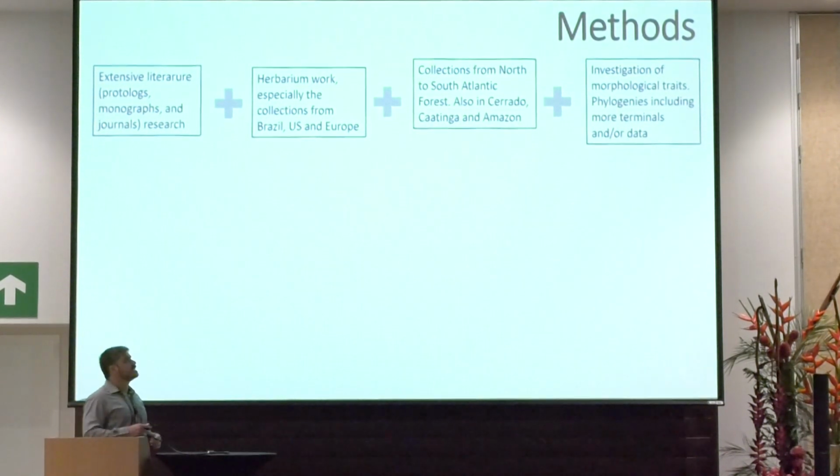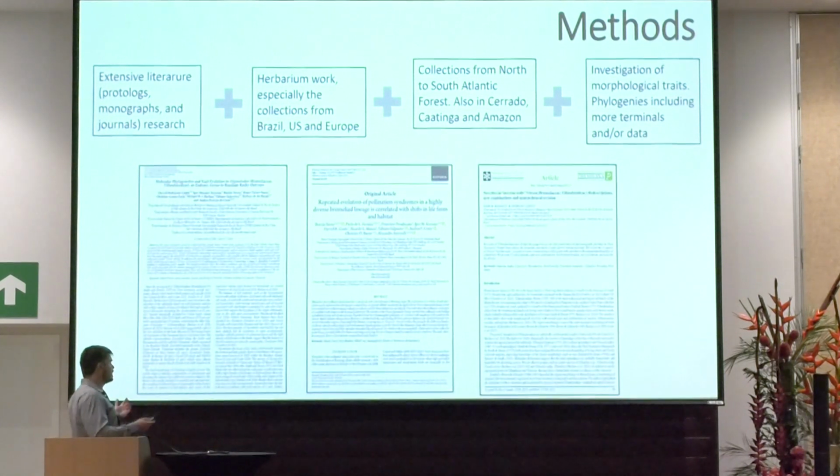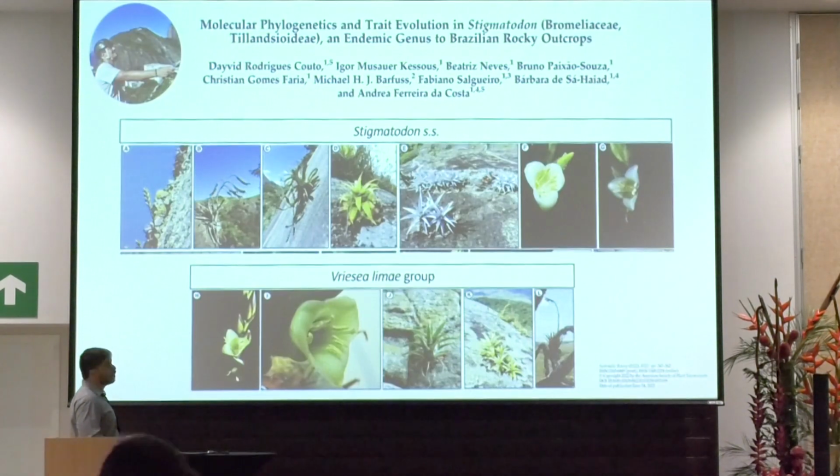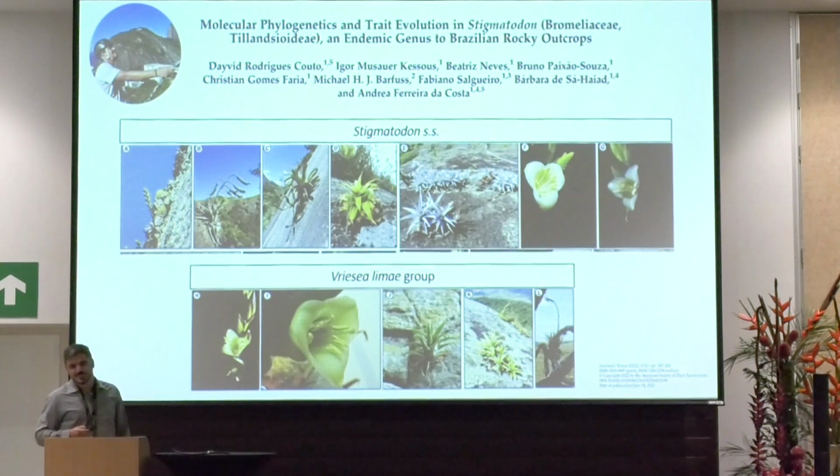We investigated some morphological traits of this group that weren't published in the protologs. And also, we tried to include more terminals and data in new phylogenies. And it resulted in these three works that I want to show you one by one. So the first one is the molecular phylogenetics and trait evolution in Stigmatodon that was led by our colleague Dayvid Couto. Dayvid Couto is not only a biologist, but he's also a climber and needs to be to work with this group.